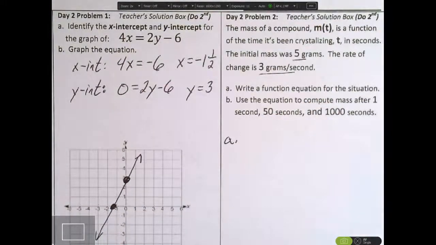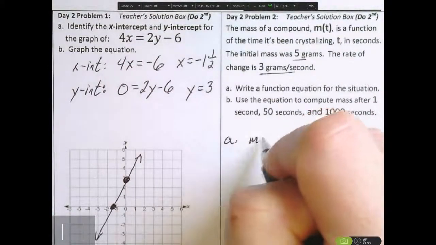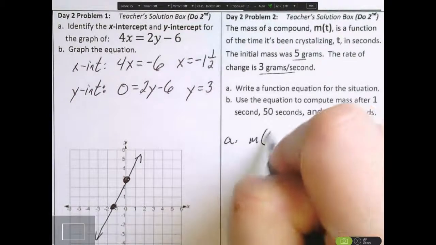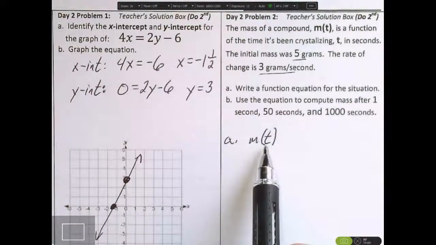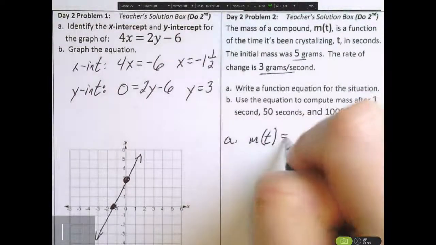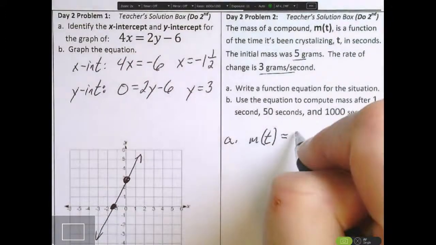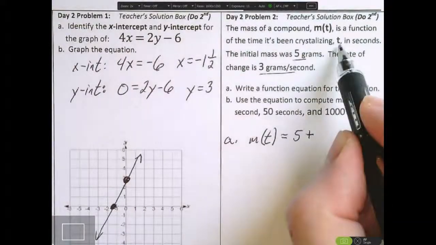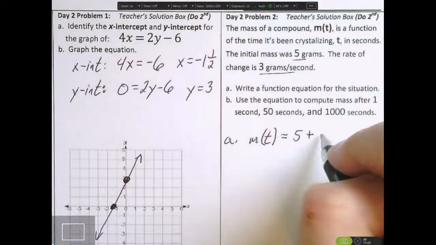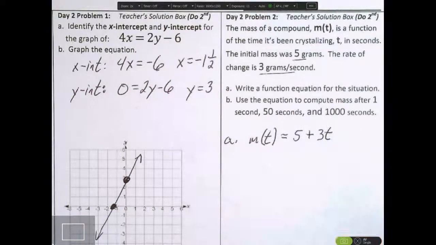The variable that we're using to represent the mass of this compound is m, and we're relating the mass to the time that the crystal has been growing. So m of t equals, the initial mass is 5 grams plus, and now the rate of change is 3 grams per second, where we're using the letter t to represent the number of seconds. So 3t. So here is our equation for part A.